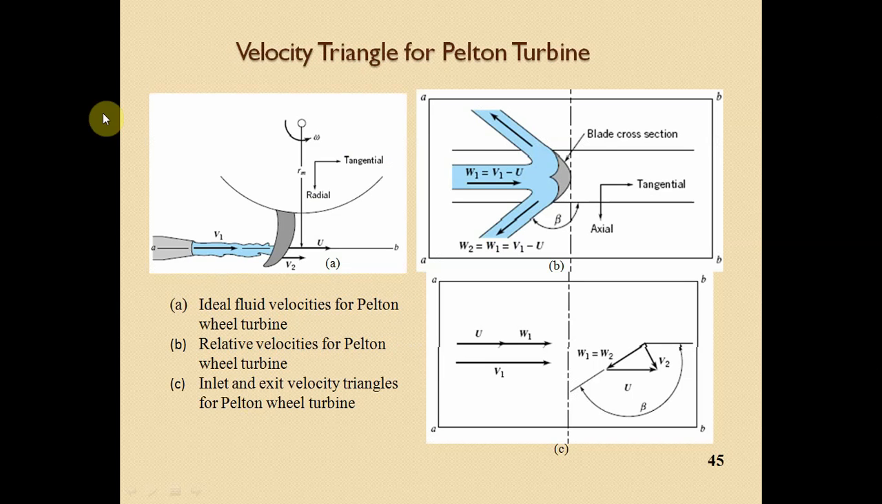So next one is the velocity triangle for the Pelton wheel. So this is the omega, and this is the tangential direction. This is the radial. So V1, okay, this flow of the water will be taking place. V1, and then that will be V2, and this is the uniform velocity U. Okay. So figure A shows ideal flow velocities for the Pelton wheel turbine, figure B is the relative velocity for a Pelton wheel turbine, and C is the inlet and exit velocity triangles for a Pelton wheel.